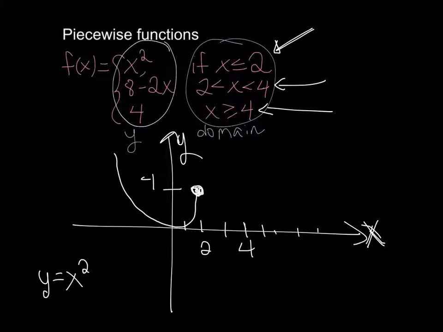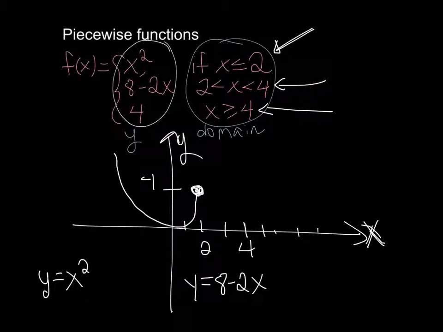The next piece is the part that goes between 2 and 4 on the x-axis, and that is y is equal to 8 minus 2x. 8 minus 2x you should recognize as an equation of a line. So we just need 2 points, and then we can connect the dots and make the line. So when x is equal to 2, plug a 2 in for the x. 8 minus 2 times 2, 8 minus 4, that's 4.